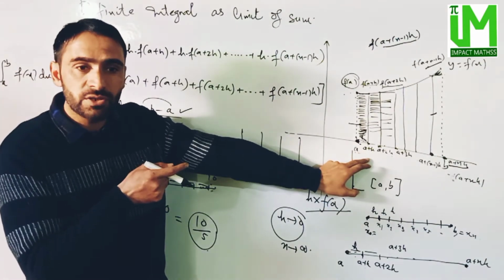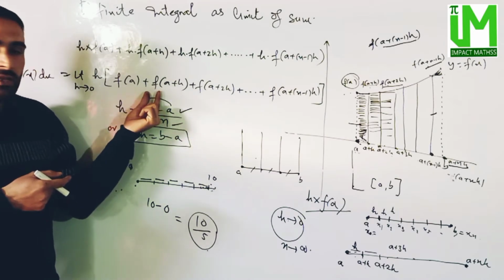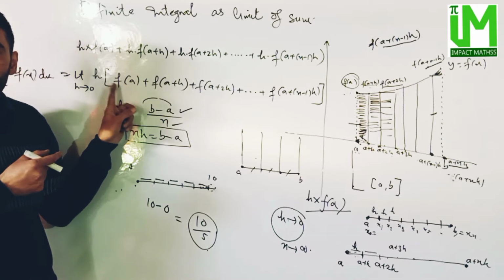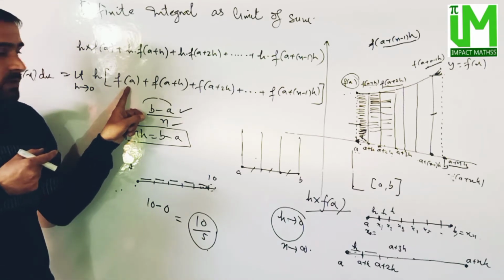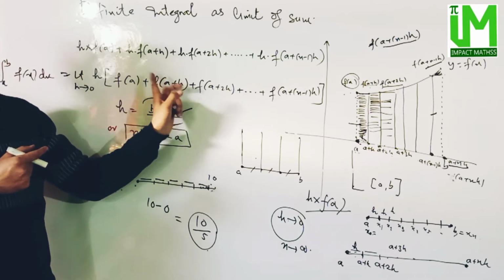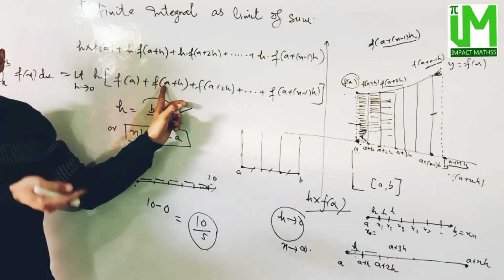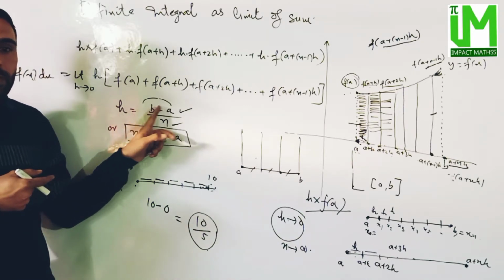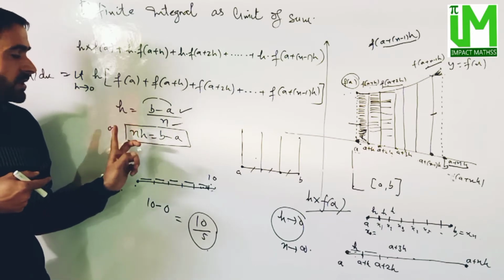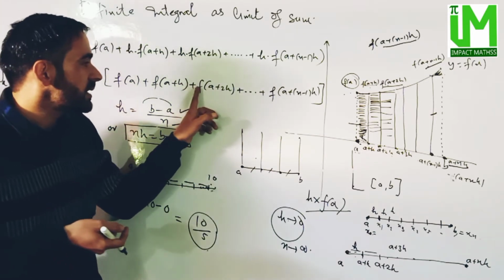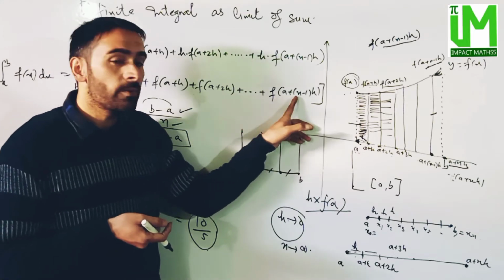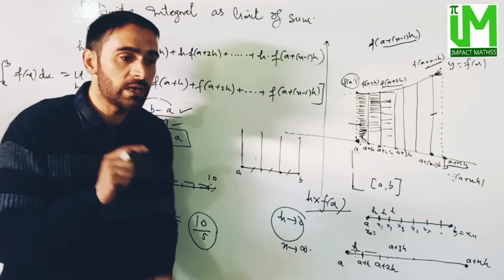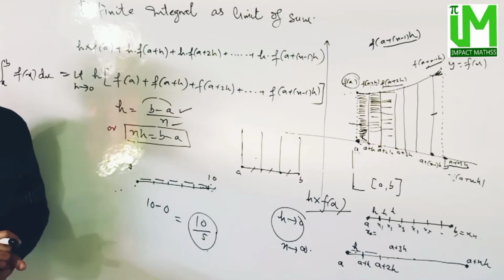That means this integral is evaluated entirely in terms of the function at the starting point: f of a, f of a plus h, and so on, where a is the starting point and h is the length of the interval. The value of h is equal to b minus a divided by n, or we can simply say nh is equal to b minus a. Then we can write f of a plus 2h up to f of a plus (n minus 1) into h, where h is equal to b minus a divided by n.